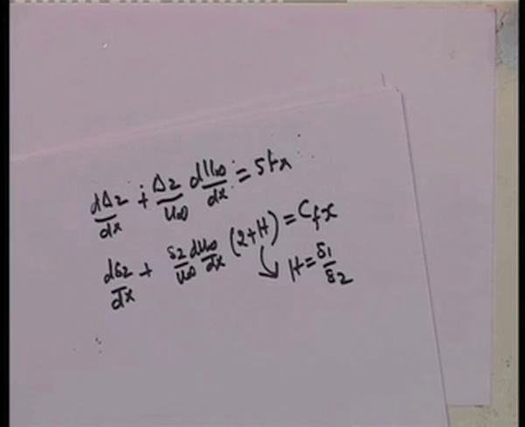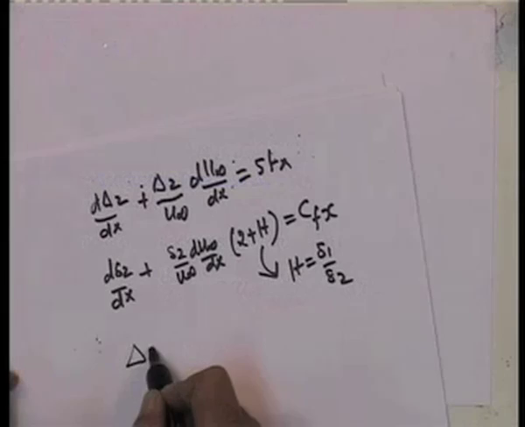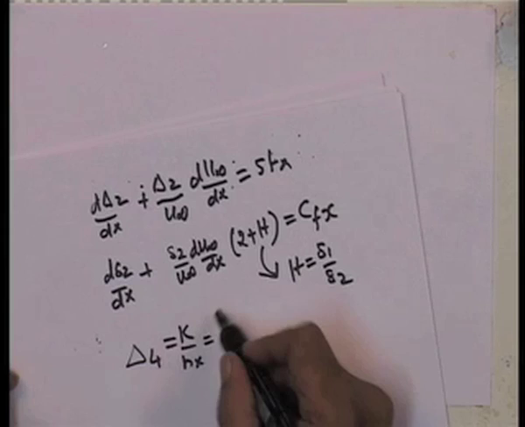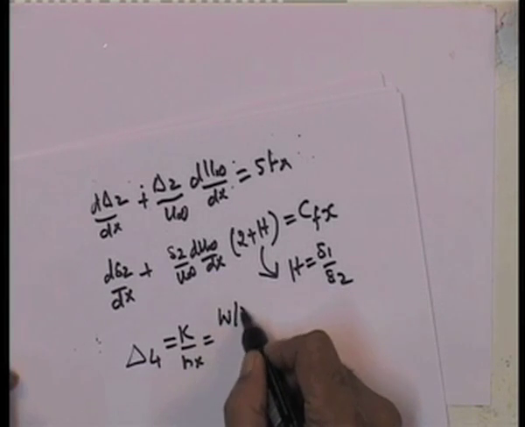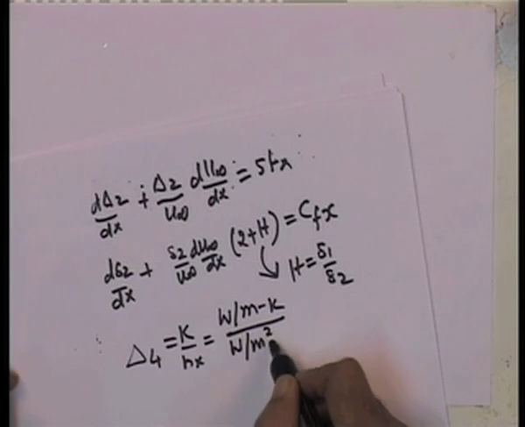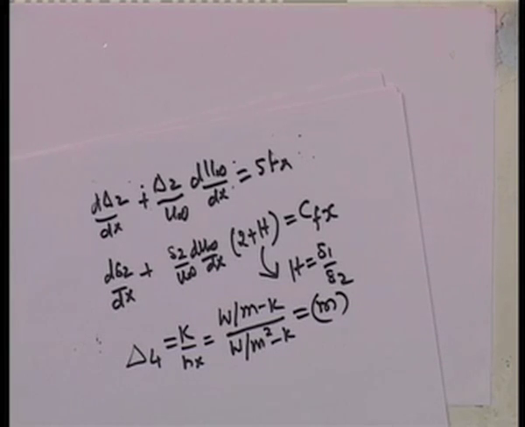Now, to make further progress, I am going to define what is called the conduction thickness, delta 4, equal to k by h x. Delta 4 will be defined as k by h x. You recall that the units of k are watts per meter Kelvin, whereas the units of h x are watts per meter square Kelvin, and this therefore has the units of meters, and therefore it is called the conduction thickness.